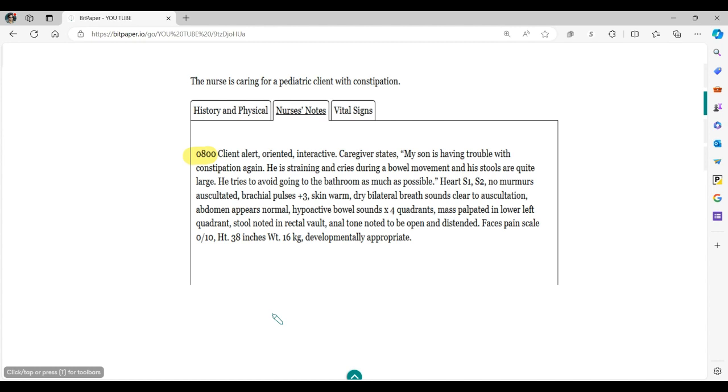Yeah, because now they say the anal tone. You can check anal tone that way as well. Anal tone noted to be open and distended.